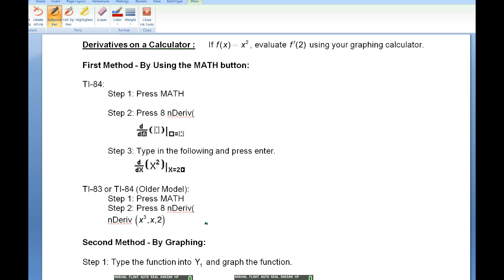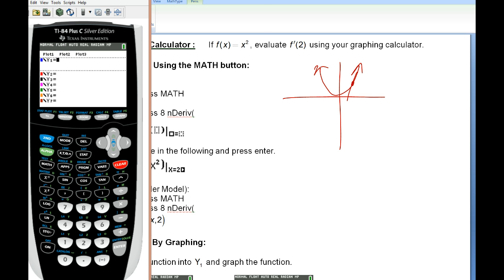Let's say we're given x squared, and I want you to find the derivative at 2. That means what's the slope of the tangent? Again, we can kind of picture if you had x squared, and then I want to look at 2. What is that derivative? What is that slope? Okay, first method, using the math button. So go ahead on your calculators.